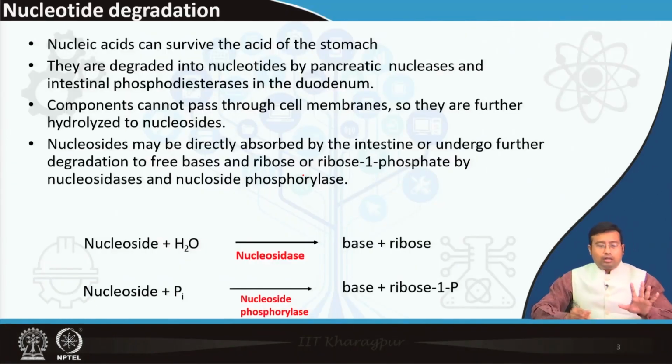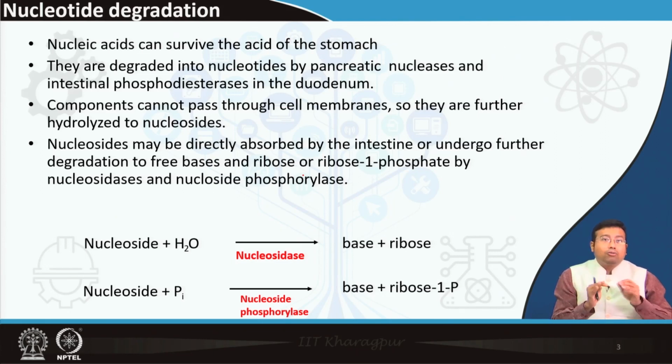Regarding nucleotide degradation, we discussed in the last class how purine nucleotides were synthesized. Ultimately, nucleotides are monomers of big DNA and RNA, the nucleic acids. Whenever we eat any animal protein or plant product, they have DNA and RNA inside them. Nucleic acids can survive the acid of the stomach.